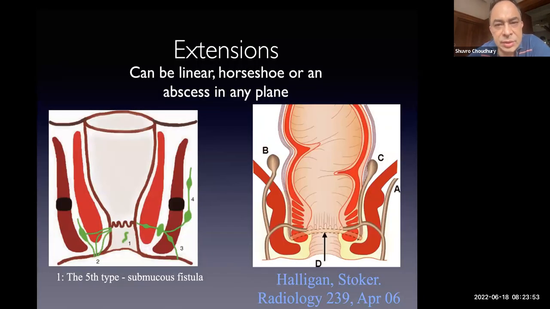Okay, so now the extensions. That was the primary tract, and now the extensions. And again, this I believe is the most common cause of residual sepsis and recurrence.